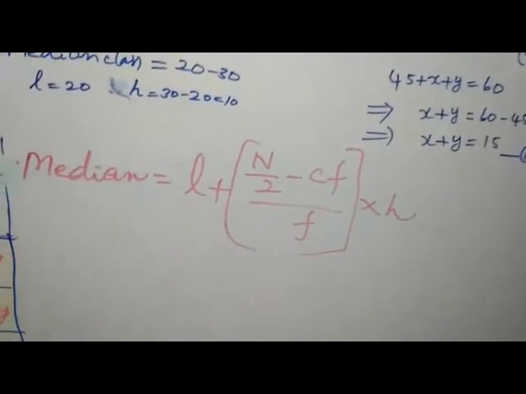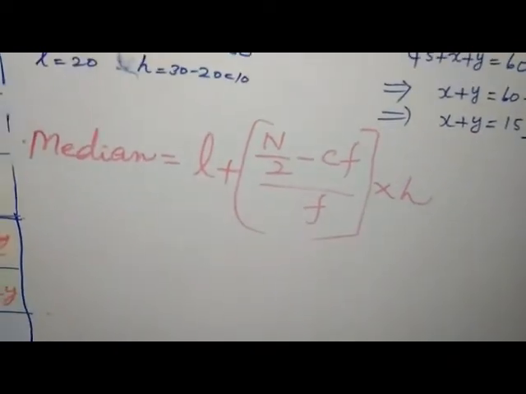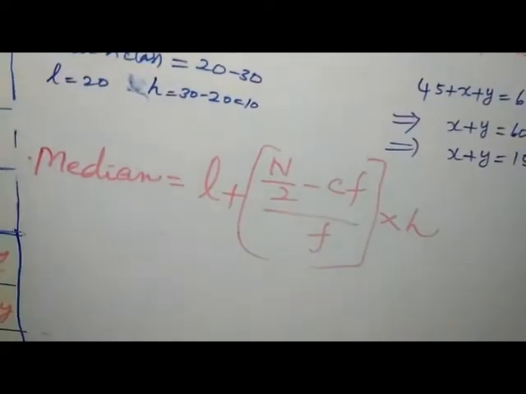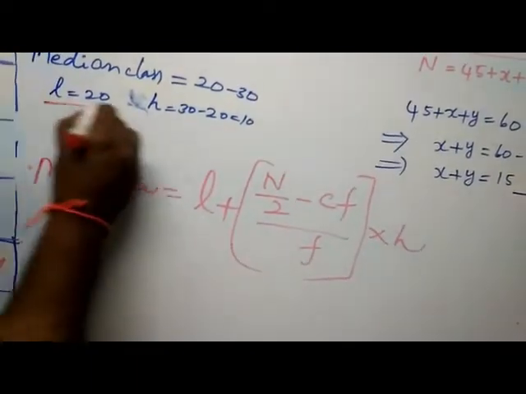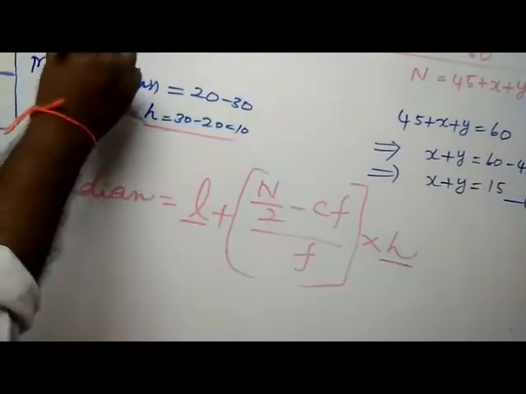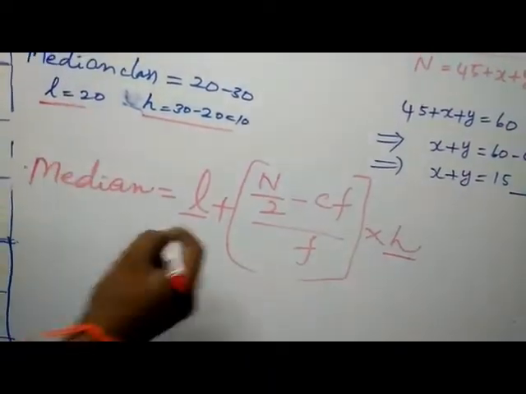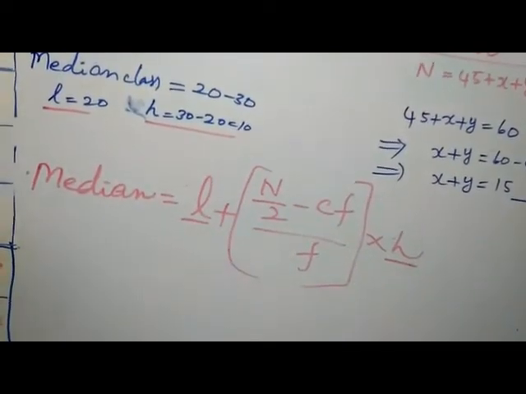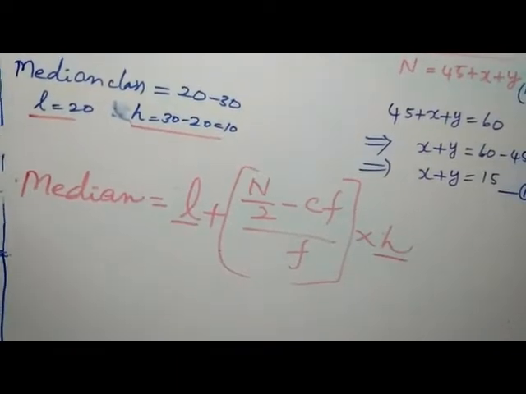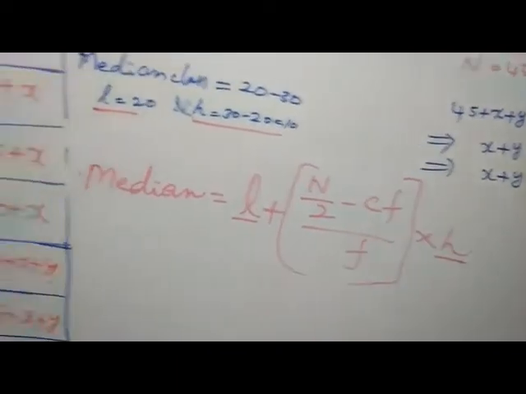Now L we know, just now I said 20. H is equal to 10. L and H completed. And n by 2 is equal to 30. N by 2 also we got. Now what is F and what is CF? We have to check.